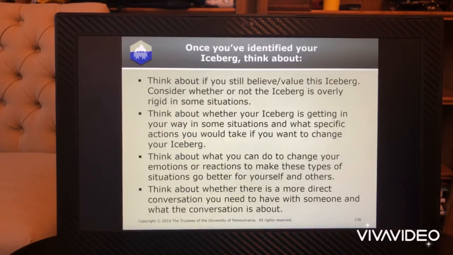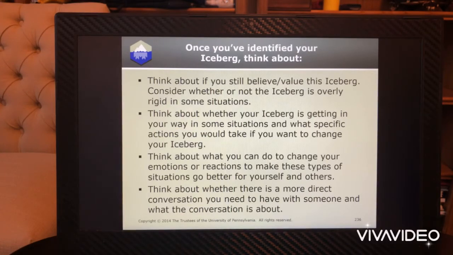As you're going through this model, once you've identified your iceberg, you need to think about, as we discussed earlier in the video, if you still believe or value that iceberg, and consider whether or not the iceberg is overly rigid in some situations. Think about whether your iceberg is getting in your way in some situations, and what specific actions you would take if you want to change that iceberg. And then think about what you can do to change your emotions or reactions to make these types of situations go better for yourself and others. And think about whether there are more direct conversations you need to have with someone and what that conversation is about.